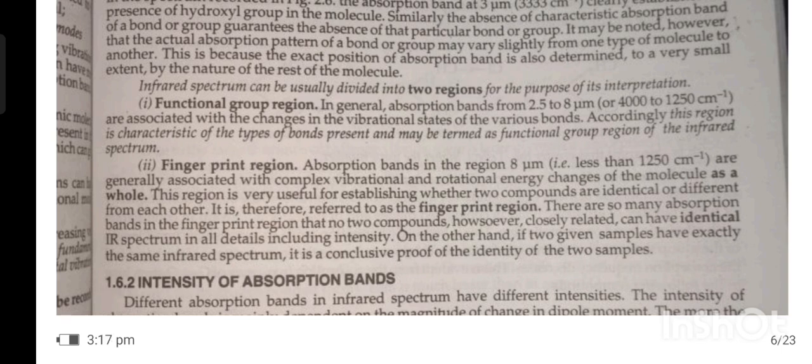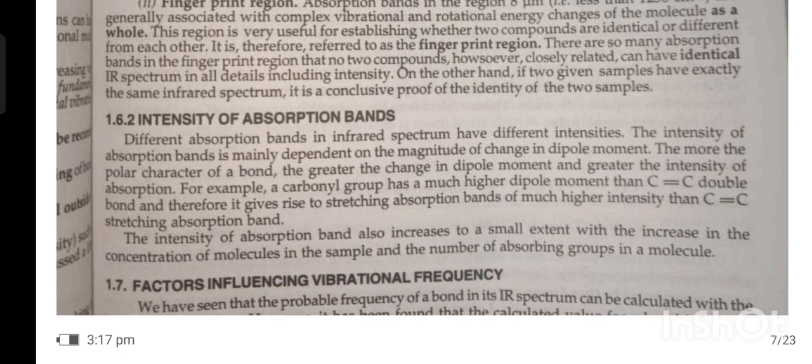There are so many absorption bands in the fingerprint region that no two compounds, however closely related, can have identical IR spectra in all detail, including intensity. On the other hand, if two given samples have exactly the same infrared spectra, it is conclusive proof of identity of the two samples. Intensity of absorption band.